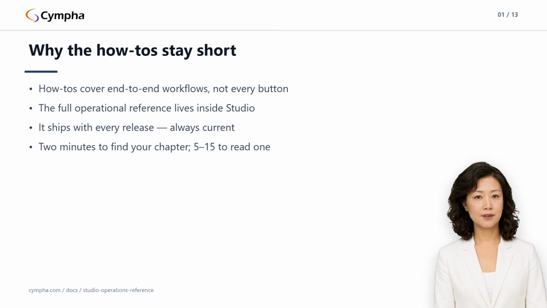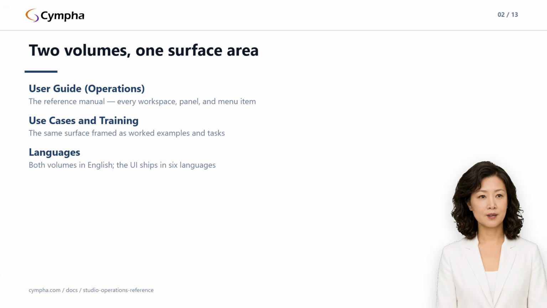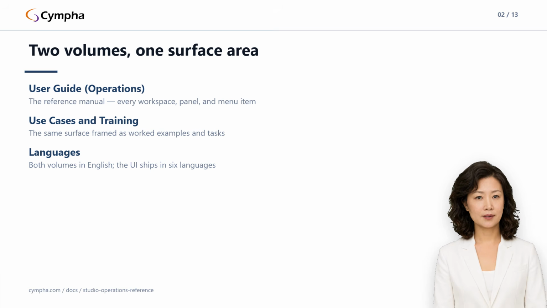The first is GuideMia Cympha User Guide, Operations, the reference manual proper: every workspace, every panel, every menu item, in the order they appear. The second is GuideMia Cympha Use Cases and Training, the same material reframed as worked examples. I have an Ortho Plus plan and want to adjust the staging, I have a CBCT and want to plan implants, and so on. Same facts, opposite entrances, one indexed by the interface, one indexed by your task.